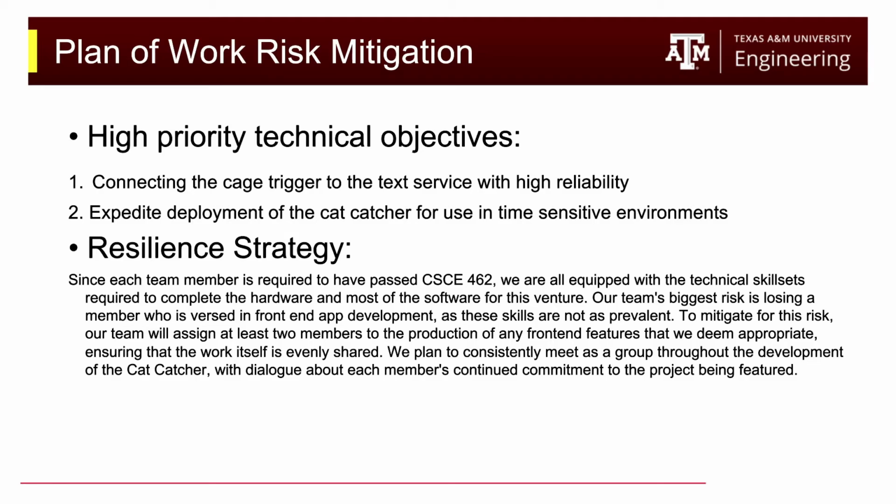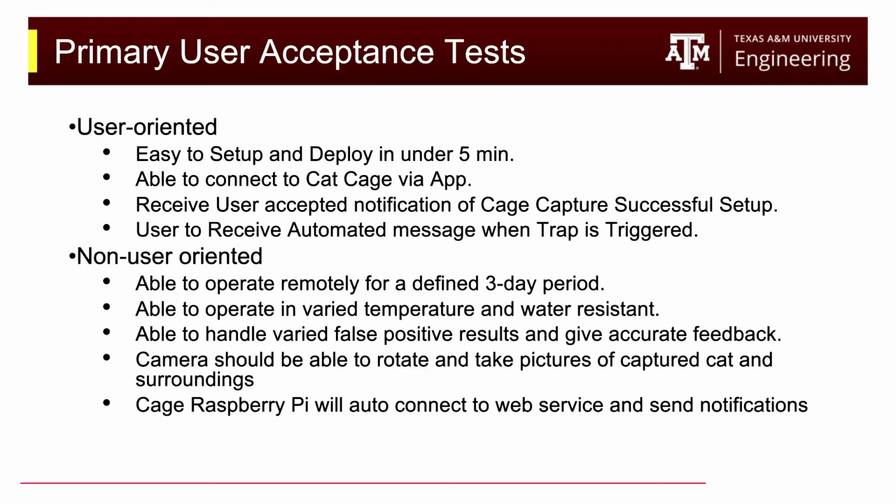Moving on to the resilience strategy. While a lot of our team has hardware skills and some software skills, our biggest weakness is that only one team member has a lot of experience with front-end development. We plan to mitigate this by having two team members work on front-end development at all times in order to ensure that if one of the team members drops out, the other one still knows what's going on. Additionally, we also plan to meet consistently and to reassess our commitment to the project so that we know if anyone is planning on dropping out.